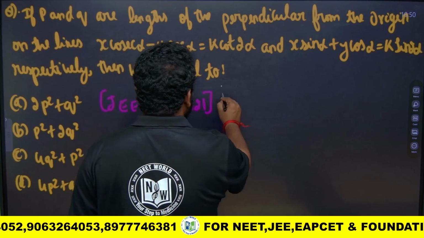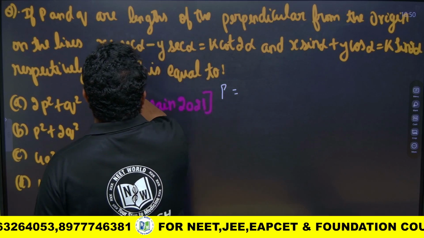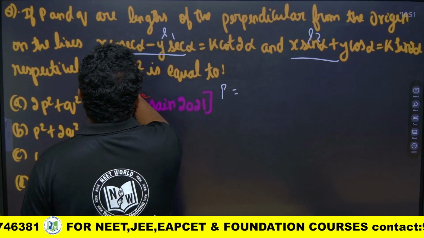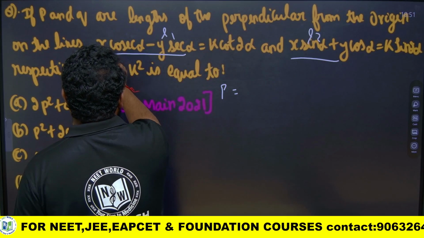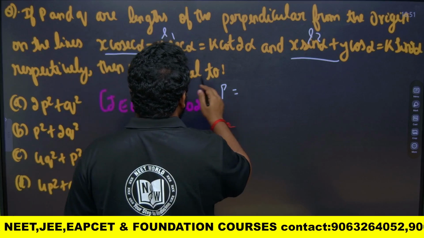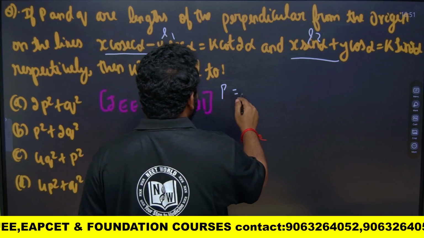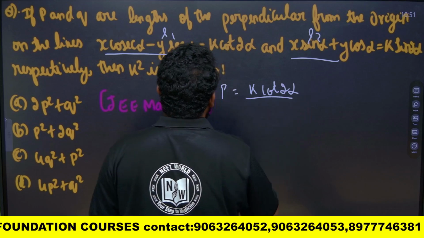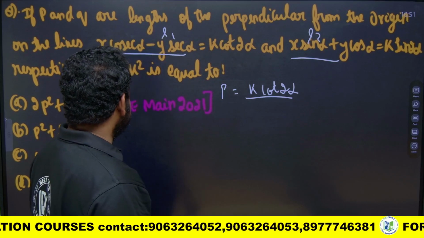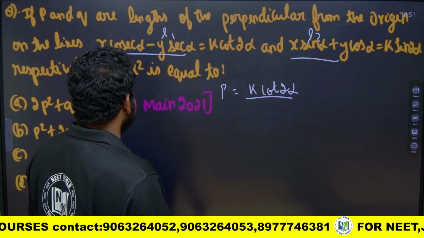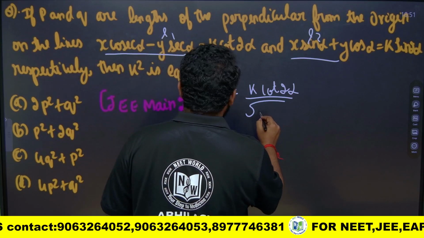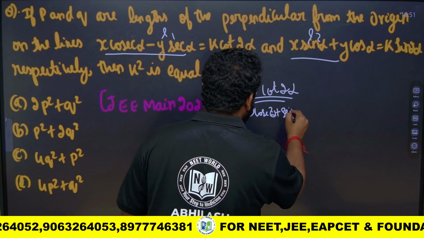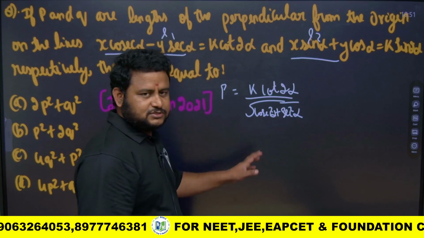P and Q are lengths of the perpendiculars. So P is the length of the perpendicular from the origin to this line. This is line L1, this is line L2. I will take it. So this will be equal to what? x cosec alpha, because origin means x will become 0, y will become 0. I will be left with only the constant, that will become k cot 2 alpha, divided by square root of a square plus b square. It is nothing but square root of cosec square alpha plus secant square alpha.